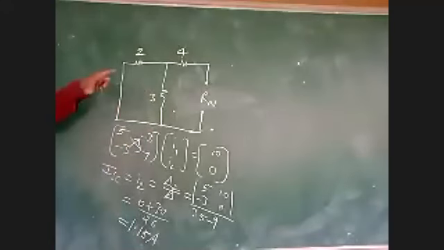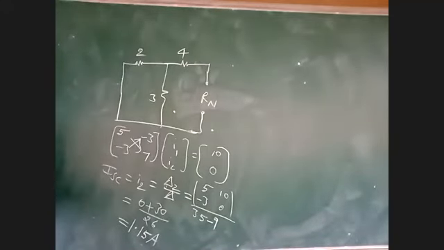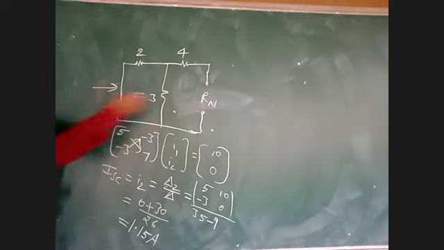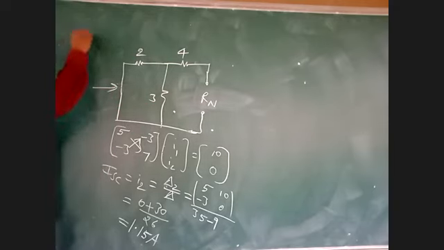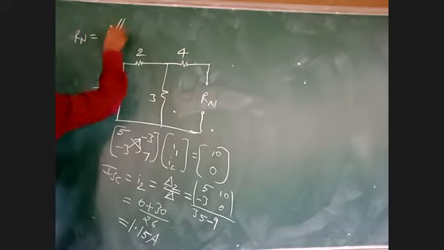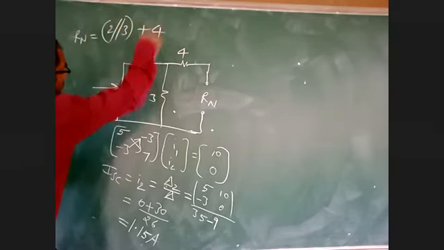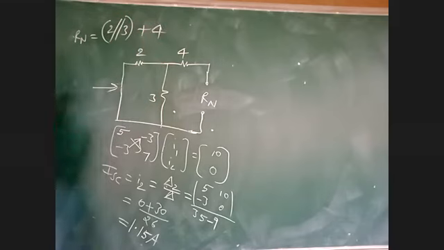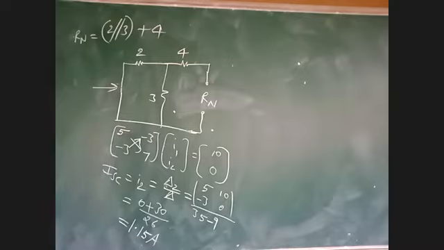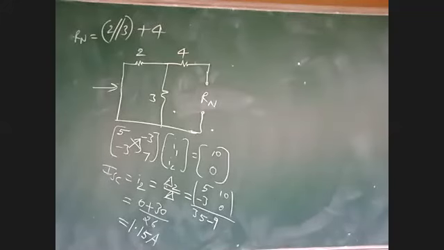See here, shorting all the voltage sources. If RN is this side, calculate from the opposite side. RN is equal to 2 and 3 in parallel, in series with 4. 4.66. How much? What is the value? 4.66. Okay.